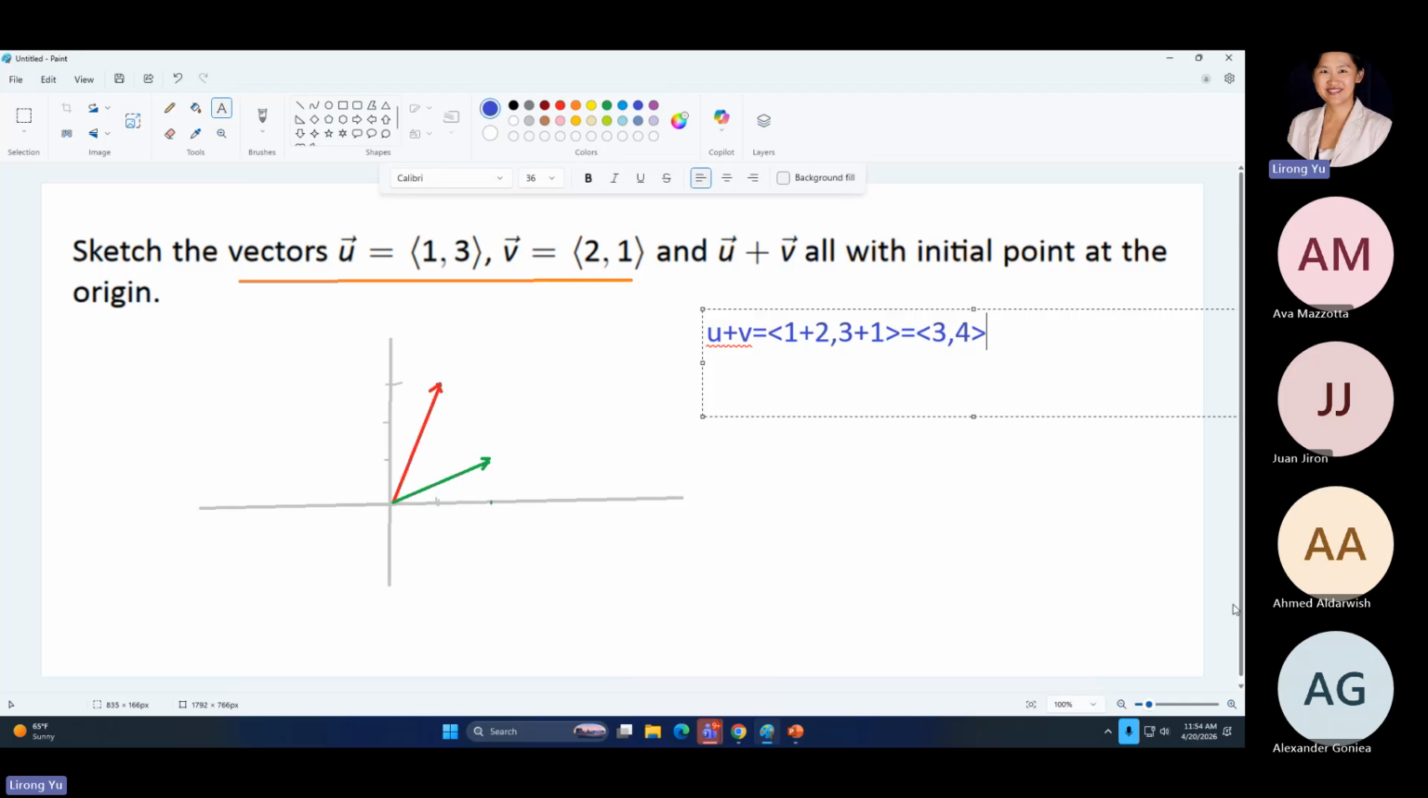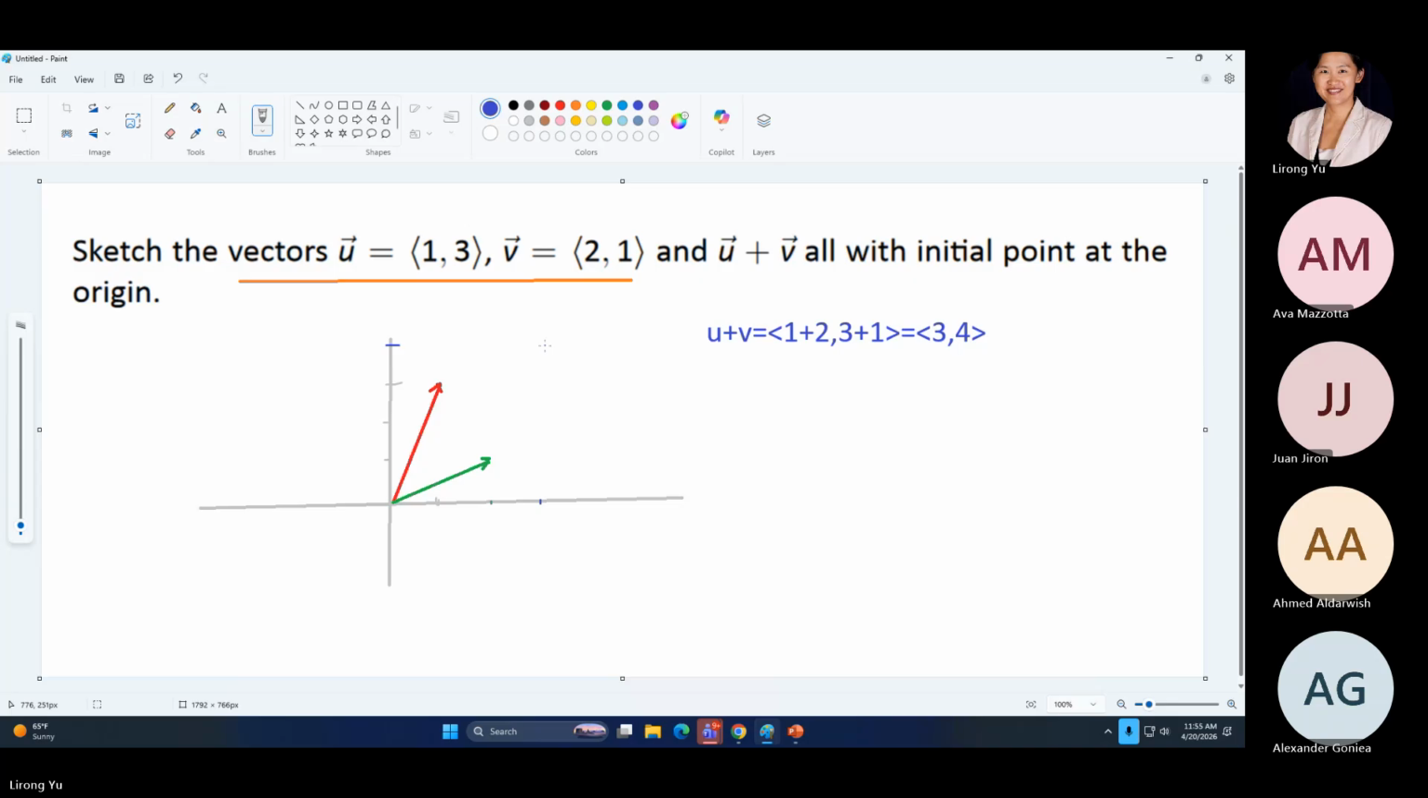So how do we draw u plus v? Again, you can draw it in different ways. Number one is you can draw from 0, 0. If you draw from 0, 0, then you're going to end at 3 for x and 4 for y. Then let's connect it with an arrow. So this is a vector. Any question?